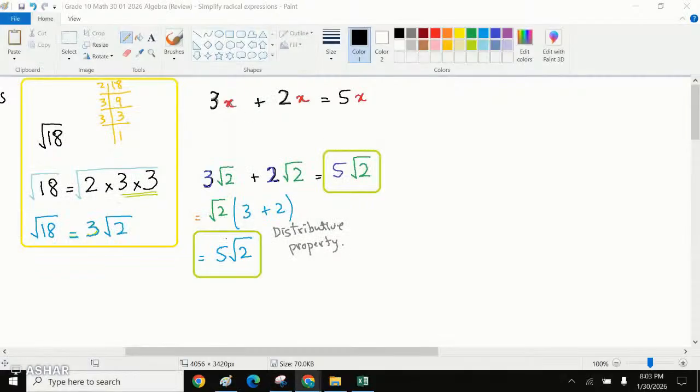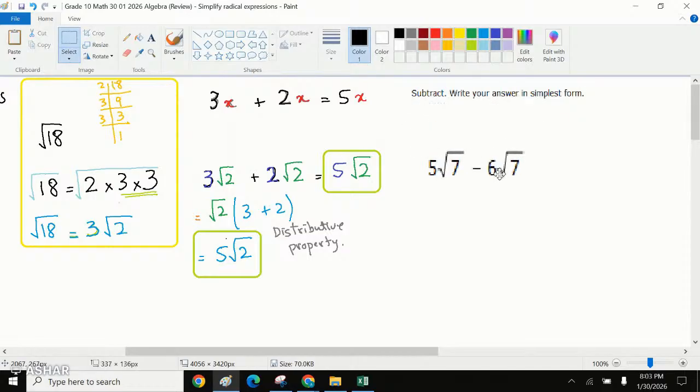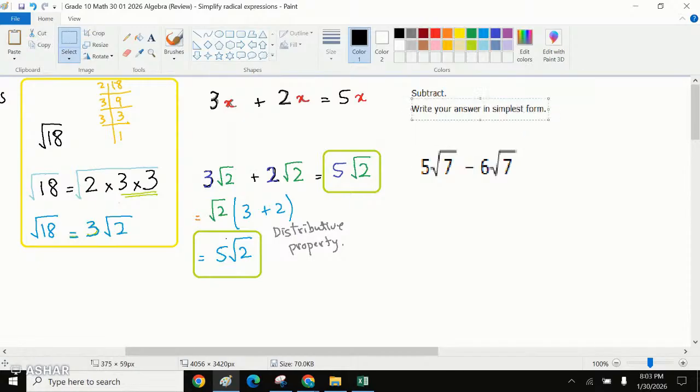Okay, radicals would always be formed by a prime number. It has to be a prime number. For this question, they're asking us to subtract and write your answer in the simplest form. If we consider question number 1, can we say radical of 7? 7 is a prime number, right? That means it cannot be further broken down.